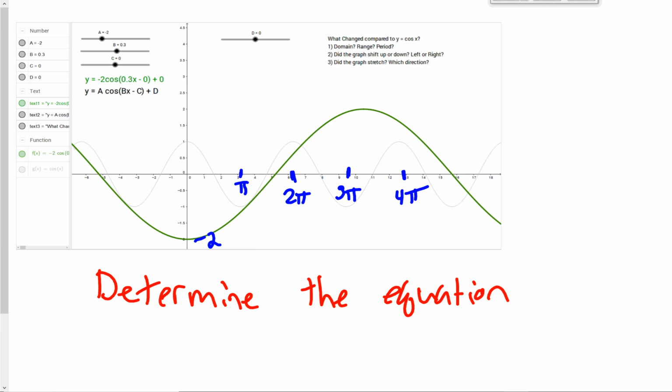All right, last part is determining an equation. Normally we take an equation and graph. Now we're going to look at a graph and write the equation. So normally we have y equals a sine of bx, or f of x, doesn't matter, a cosine of bx. First thing you want to do is find out where it's starting to repeat.